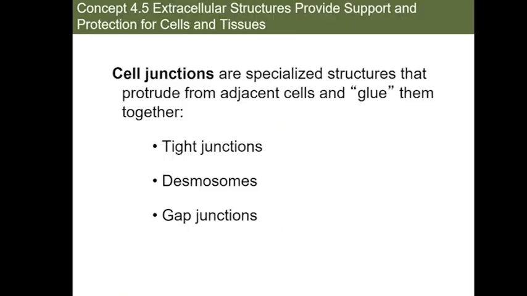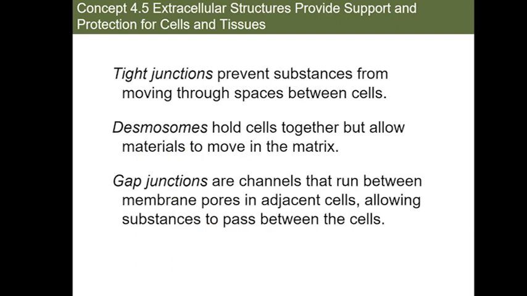Cell junctions are specialized structures that protrude from adjacent cells and glue them together. I mentioned gap junctions earlier. There are also desmosomes and tight junctions. We'll go over each of those in the next couple slides. So tight junctions prevent substances from moving through spaces between the cells. So these are kind of like the sewing stitches. They keep it nice and on lock, and nothing can go back and forth.